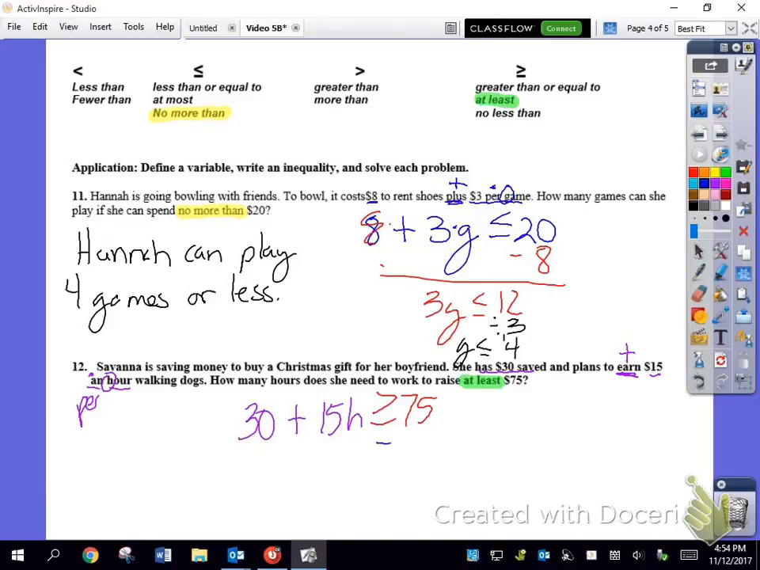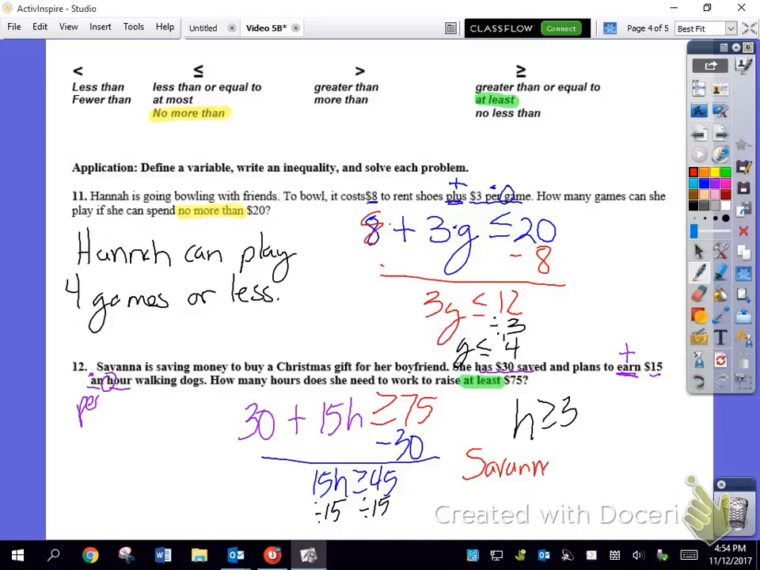So the opposite of plus 30 is minus 30. So 15H is greater than or equal to 45. The opposite of multiplying by 15 is to divide by 15. So H is greater than or equal to 3. So Savannah needs to walk dogs, that's what she's going to do, 3 hours or more.